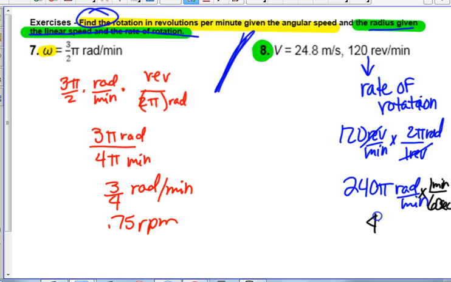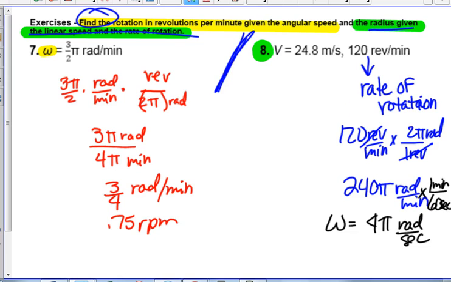4 pi? Okay. Radians per second. And I'm going to go with that's our angular velocity, because that's what they asked for. Now we need to find the radius.